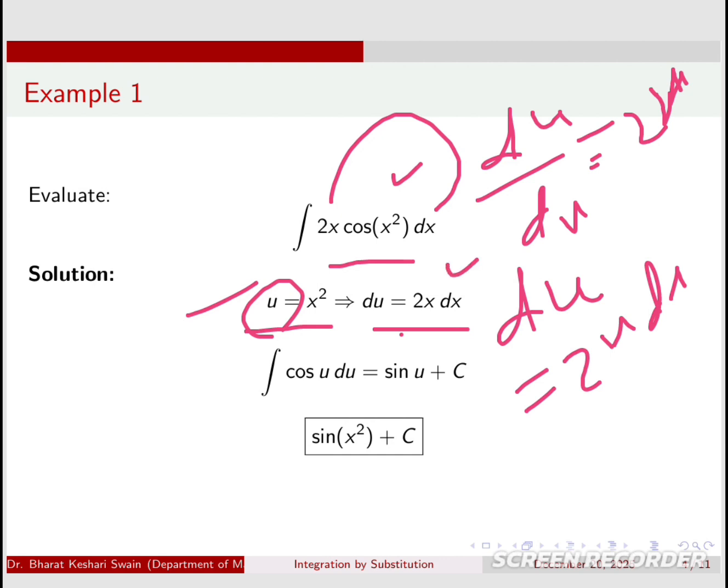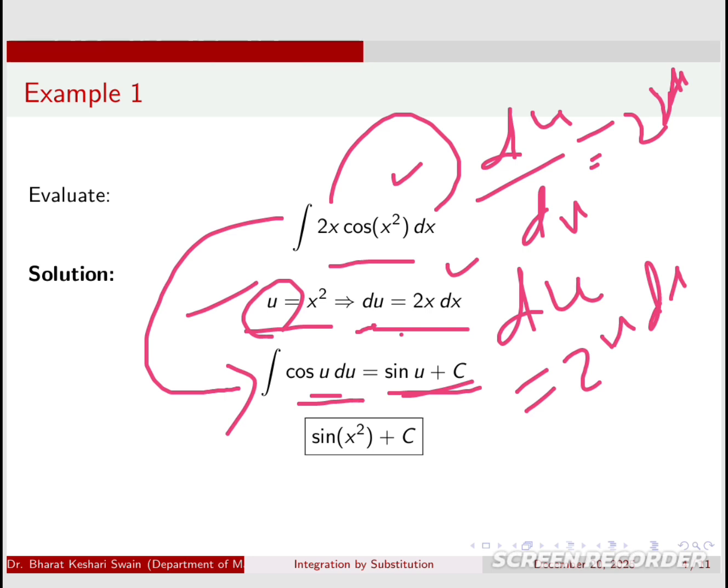Now your integration will be reduced to cos of u du, because x square equal to u, and the value of 2x dx is equal to du only. So your integral will be cos u du. Now you can easily integrate, because we know the formula, the integration of cos u is equal to sin u plus some arbitrary constant. So sin u plus c.